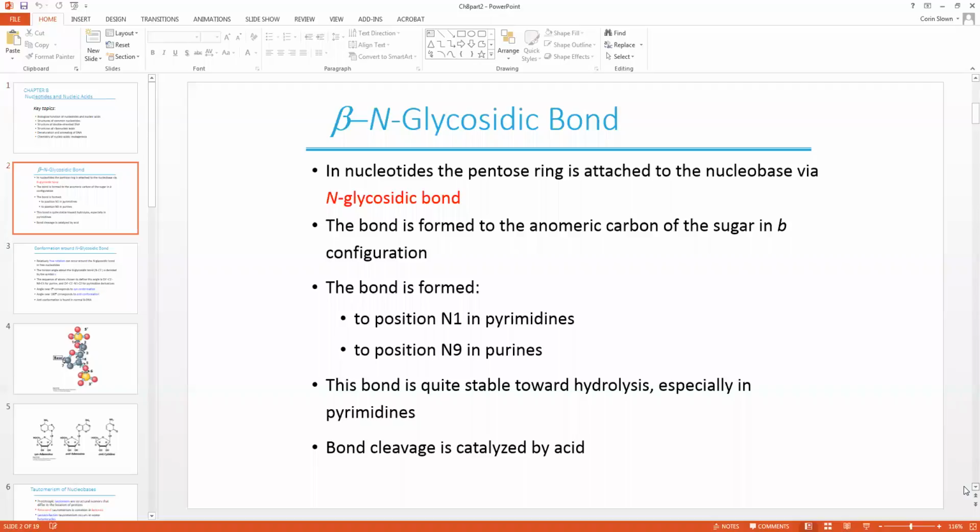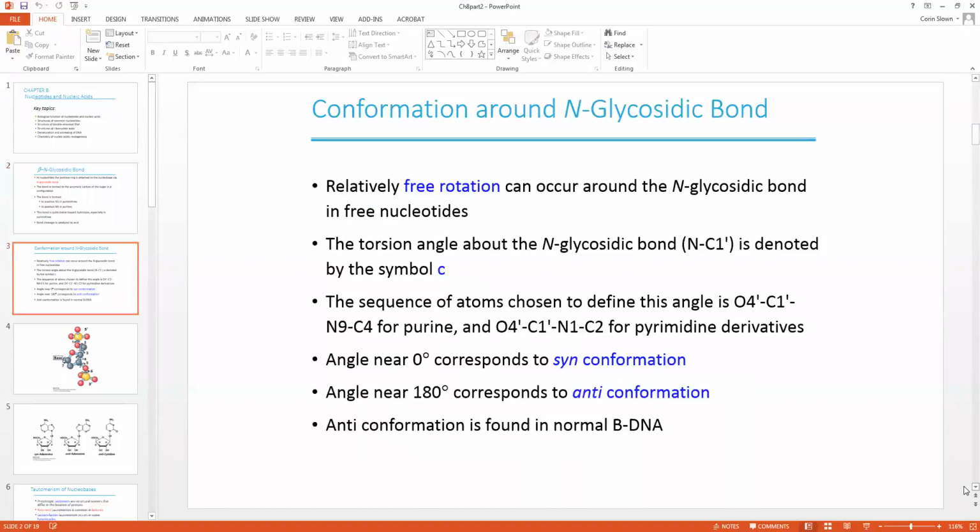And this bond is very stable towards hydrolysis, especially in pyrimidines. So that bond cleavage is catalyzed by acid. If I have relatively free rotation then around the N-glycosidic bond, I can actually denote the torsion angle by the symbol χ. And if I define the sequence of atoms, then I can talk about this angle being 0 corresponding to a syn conformation versus an angle near 180 corresponding to an anti-conformation. And that anti-conformation is typically what we find in B-DNA.